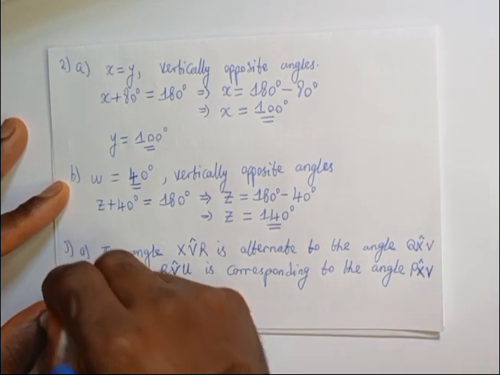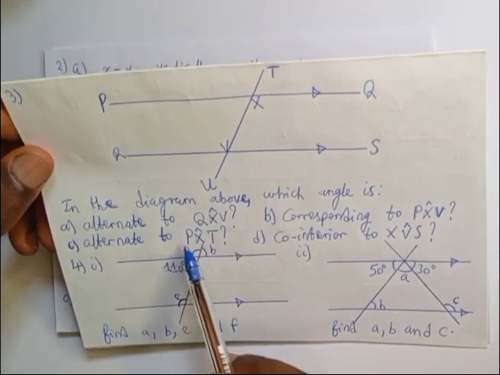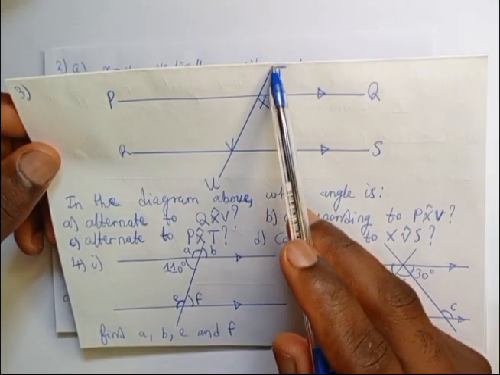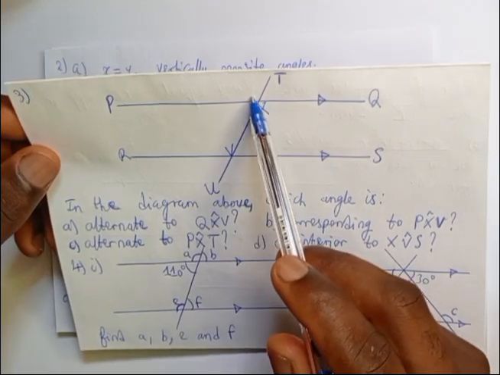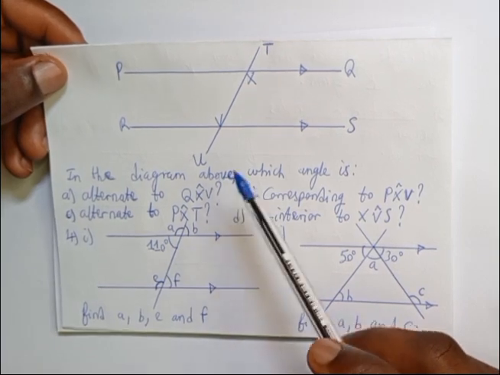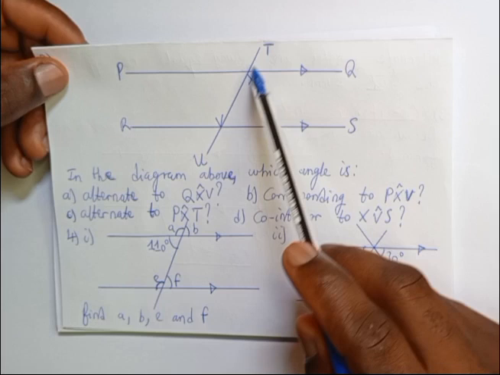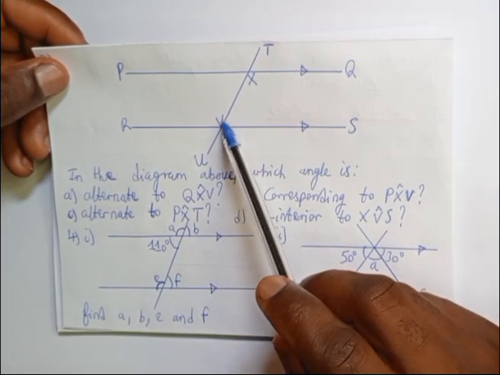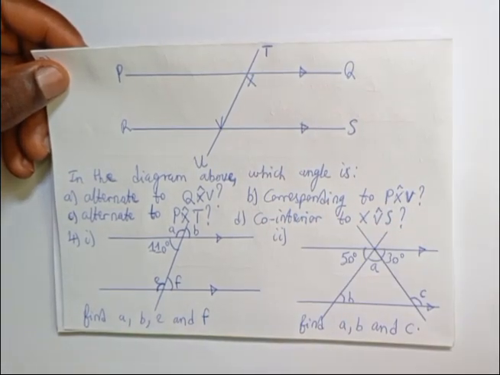We move now to question C. C is asking us which angle is alternate to the angle PXT. Looking at the diagram very well, you'll see that the angle PXT and the angle VXQ, this angle, they are vertically opposite. That means they are the same.